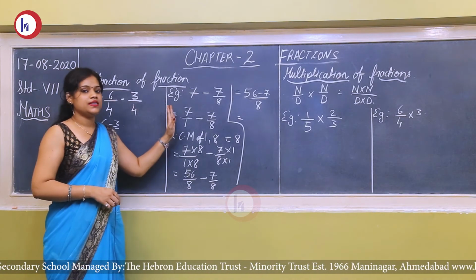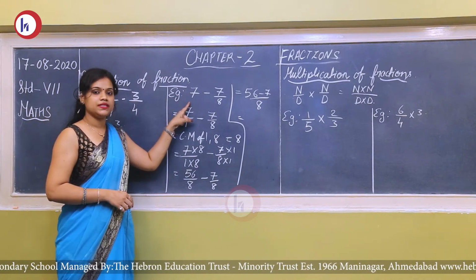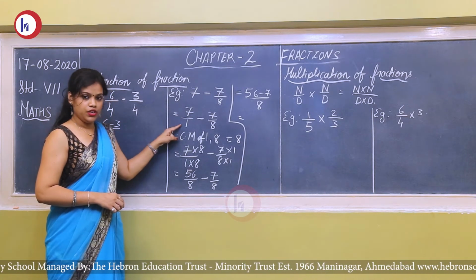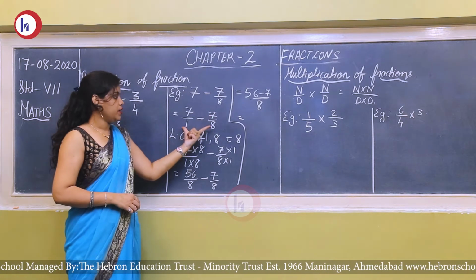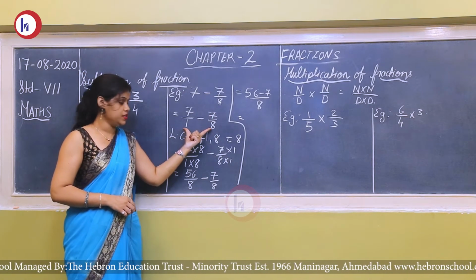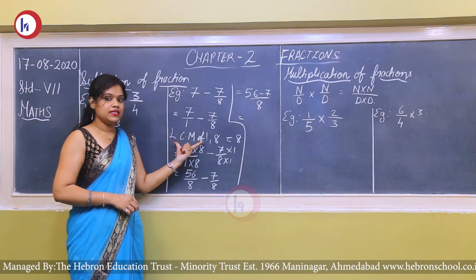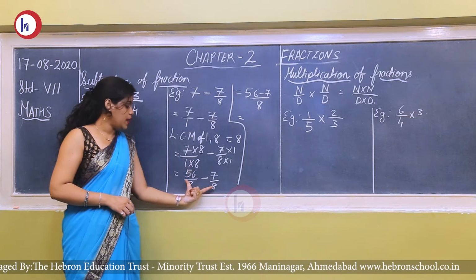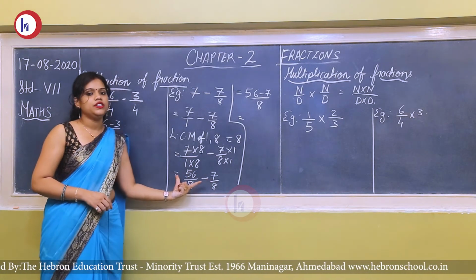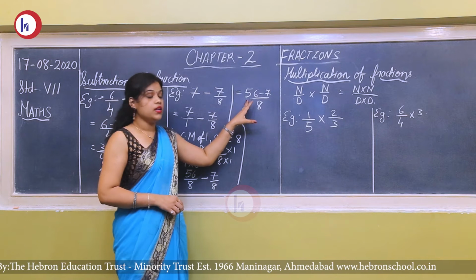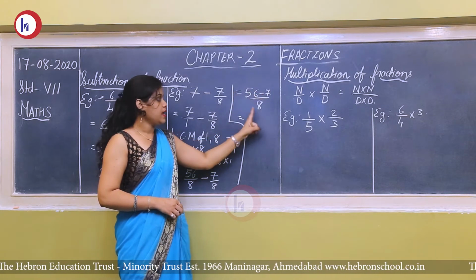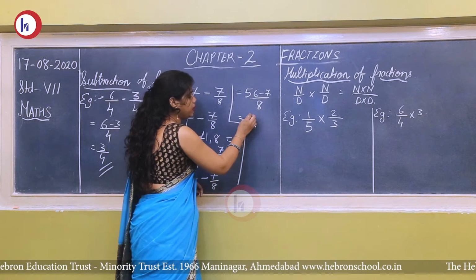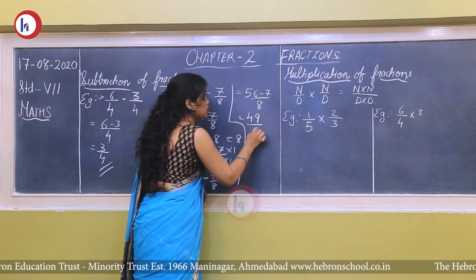Another example I have taken is a whole number, that is 7 minus 7 upon 8. So here what you will do, 7 upon 1, again you will write minus 7 upon 8. As it is an unlike fraction, you are going to take the LCM of 1 and 8. Now you will convert it into like fraction. After it is converted, you will subtract the numerators and write denominator 8 one time. Now after subtracting the numerator, your final answer will be this.